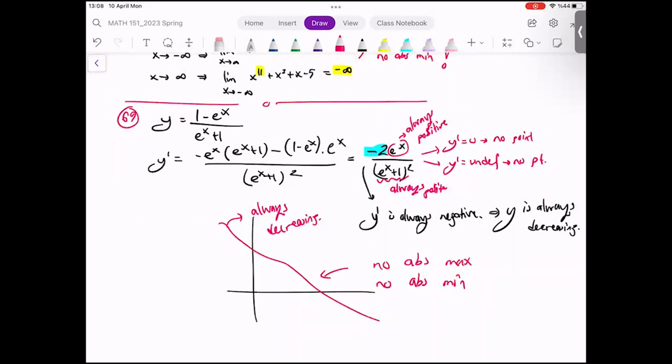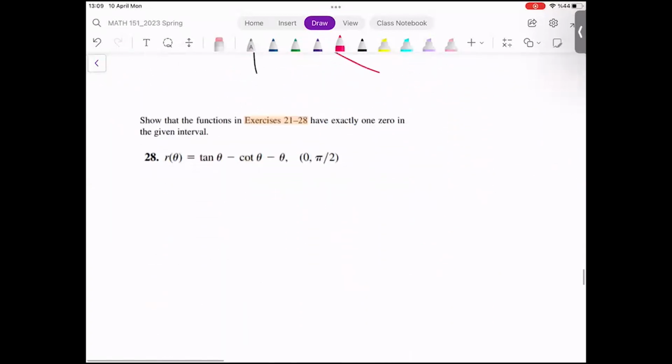Instead of saying that it's always decreasing and concluding no absolute max or min, you can also look at the domain endpoints, minus infinity, plus infinity. Look at the limits. You will find, again, minus infinity and plus infinity as the limits. As in the previous case, you can also proceed like that, but I just want to show you a different perspective. Okay, if no questions, I want to move on.